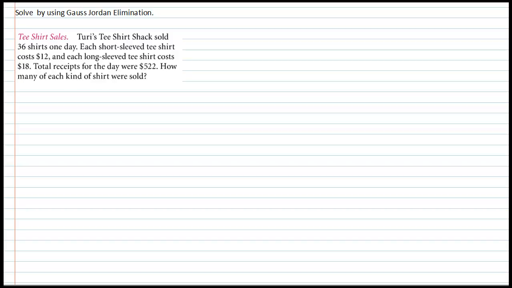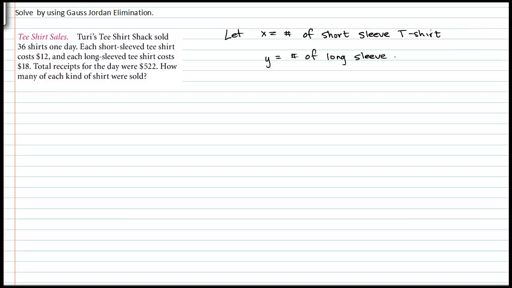So remember, for any word problem you have, it's nice to know what we're looking for. So I want to let X be the number of short sleeve t-shirts, and I want to let Y be the number of long sleeve. And since we are talking about money, let's use the formula price times quantity is equal to cost.